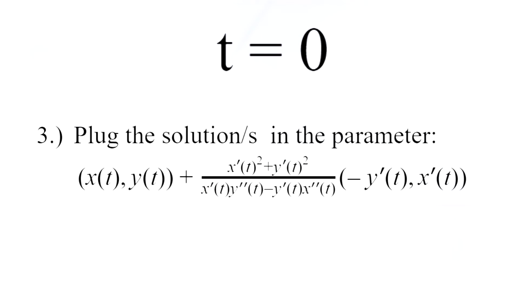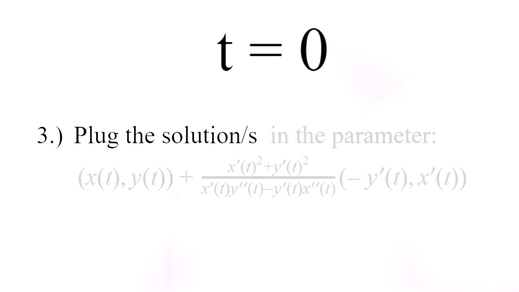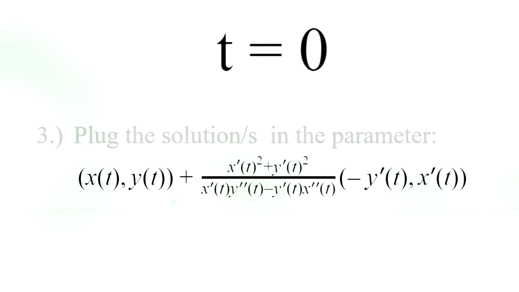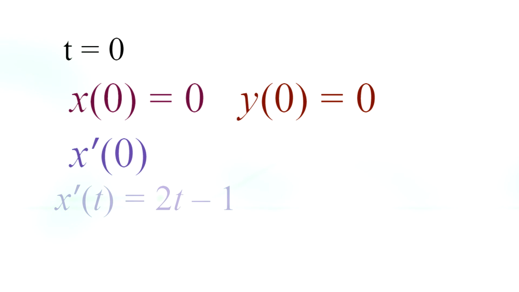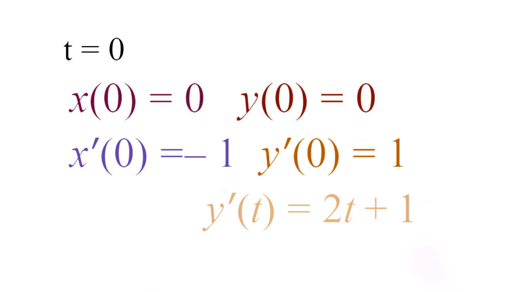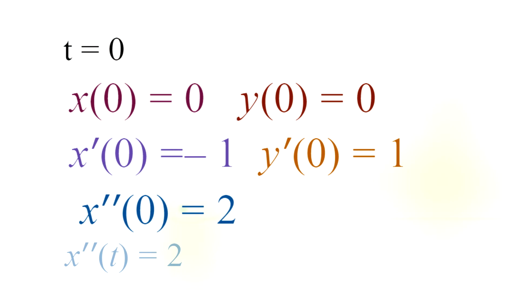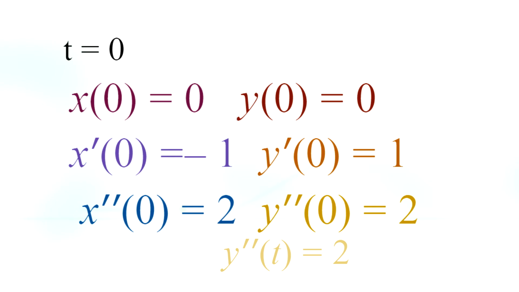Moving on to step 3, we then plug the solution 0 to each t in the functions of the evolute equation. So as t equals 0, x of 0 equals 0, and y of 0 equals 0. Then, x prime 0 equals -1, y prime 0 equals 1. And then x double prime 0 equals 2, and y double prime 0 equals 2.